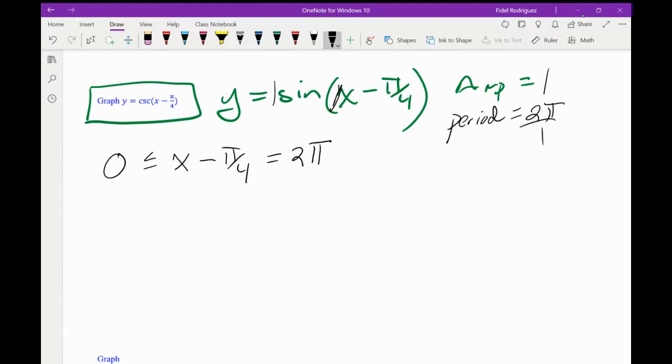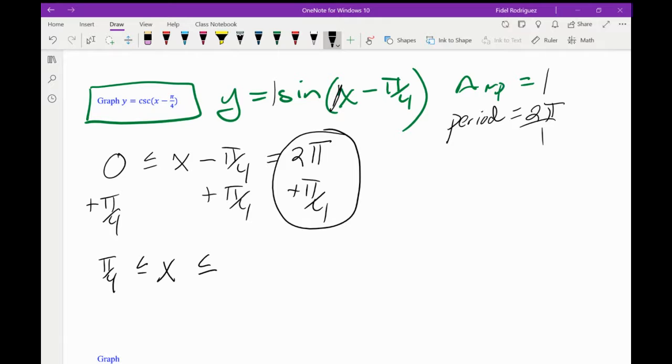So think about it this way. We're going to do the opposite. If we're subtracting it, we're going to add it. Perfect, guys. Okay. All right, so this is going to give me pi over 4 less than or equal to x is less than or equal to. So guys, remember, we need to add those two numbers together. So we need to get a common denominator, right? So think about this as 2 pi over 1 plus pi over 4, where 4 is going to be my common denominator. Anybody know what 8 pi over 4 plus another pi over 4 is? 9 pi over 4.